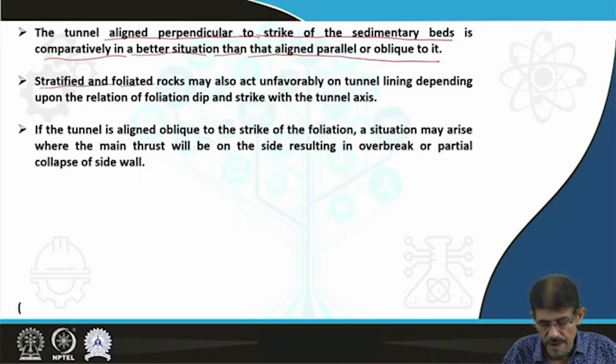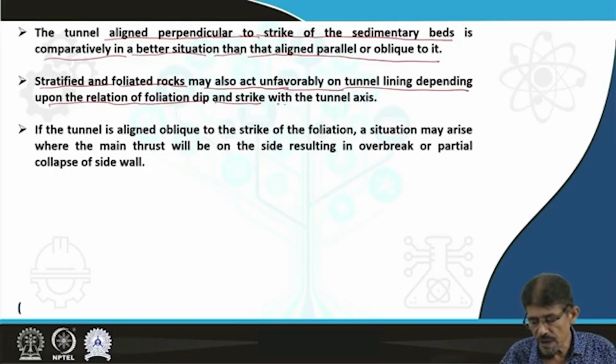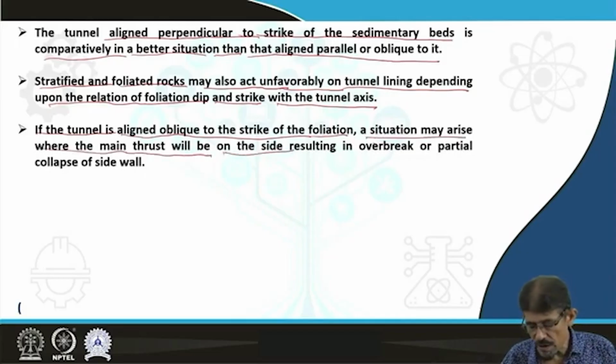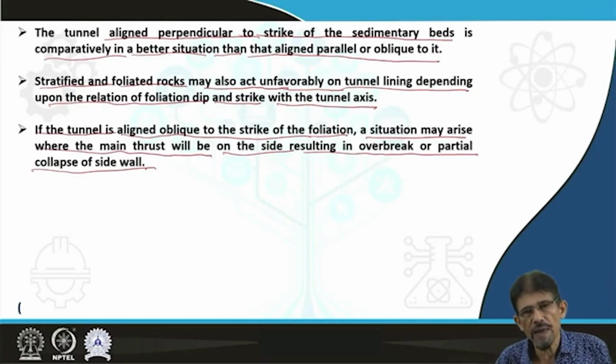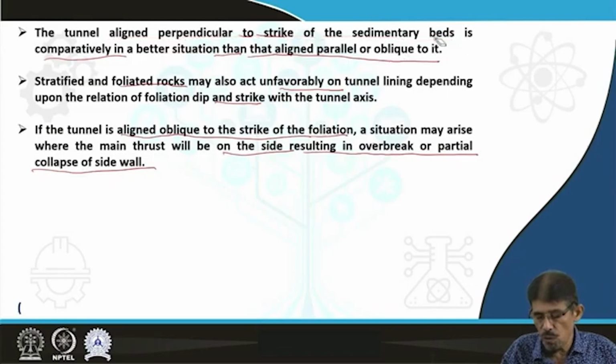The stratified and foliated rock may also act unfavorably, similar to the bedding, on the tunnel lining, depending upon the relations of foliation dips and strike with the tunnel axis. If the tunnel is aligned oblique to the strike of the foliation, a situation may arise where the main thrust will be on the side, resulting in overbreak or partial collapse of the side wall and ultimately failure of the whole created tunnel structure.